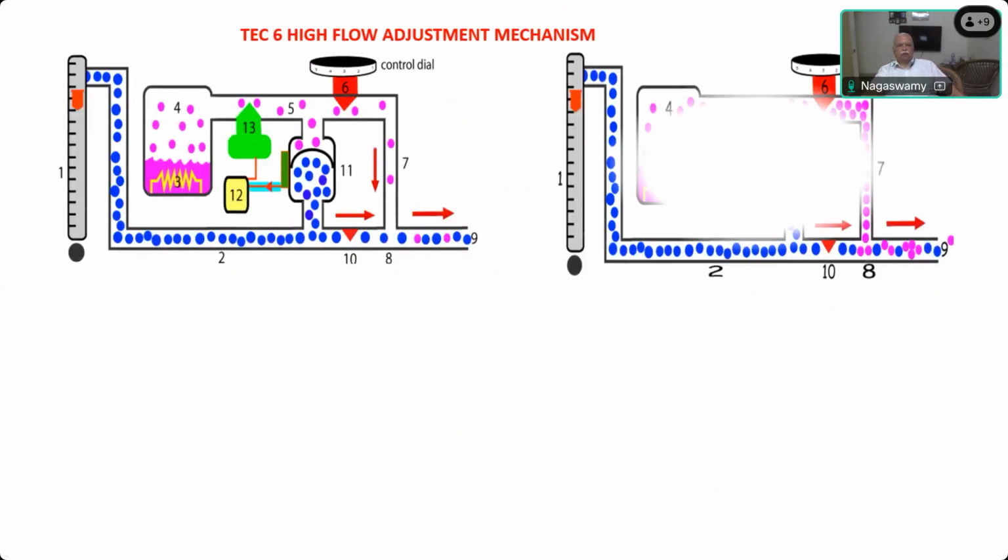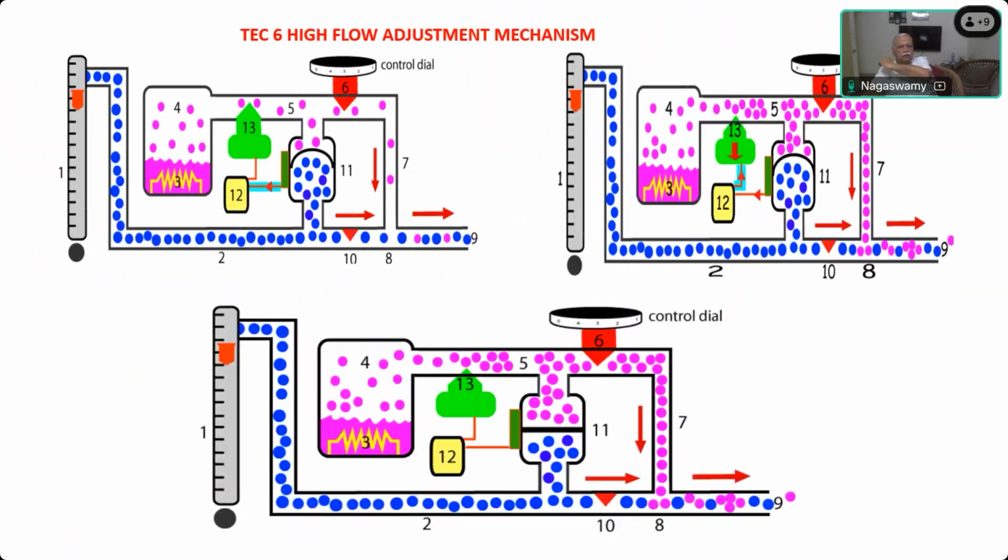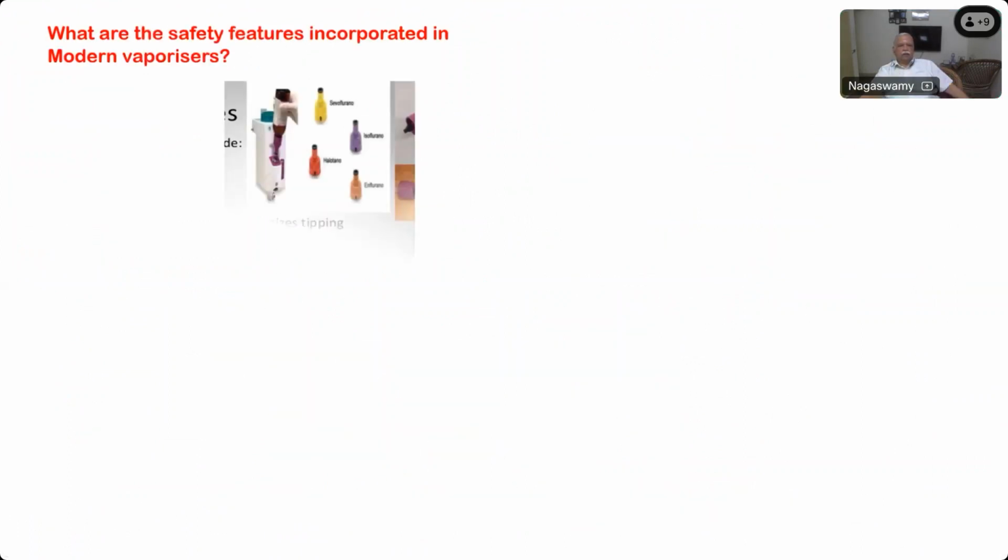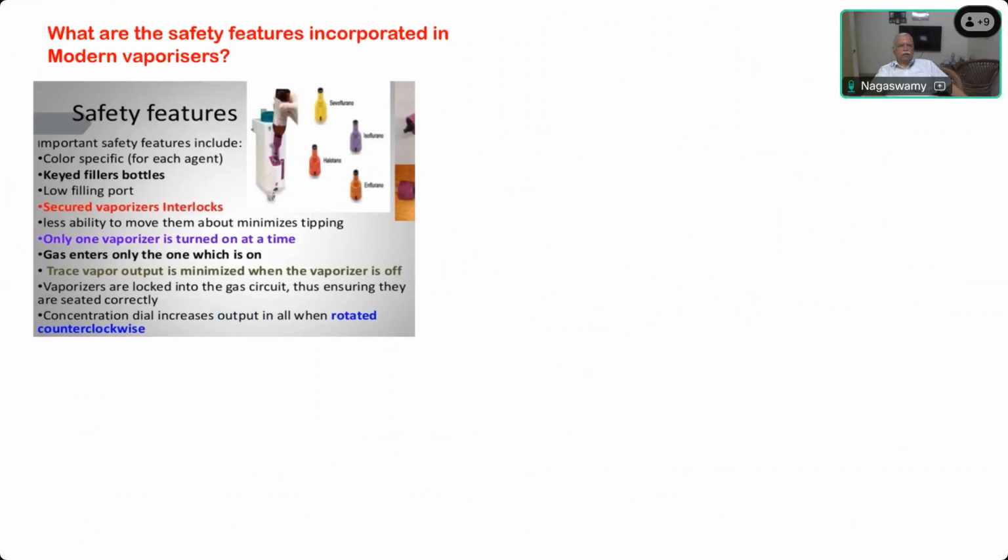And fixed flow adjustment mechanism, all this we have already dealt with. Safety features incorporated in modern anesthesia vaporizers are, these are all the safety features: color coding for specific agent, key fill bottles, low filling point port, secured vaporizers, interlocking system, and there is a tipping that will not cause any overflow of the agent into the bypass chamber, and only one vaporizer can be used at a time by the interlocking mechanism. And the trace vapor is minimized when the vaporizers are in off position.